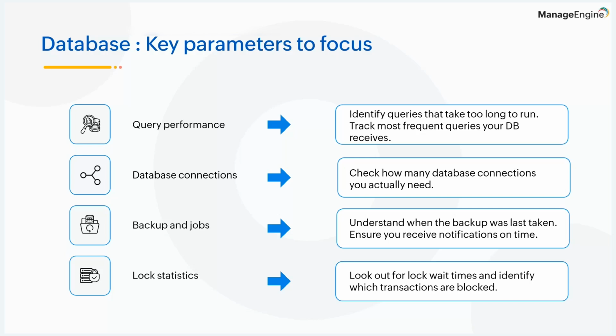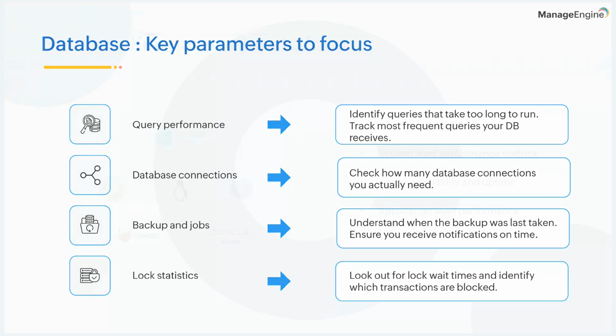The backup and jobs are one of the key parameters for the database, because if the backups are not run and if we run into any error, we don't have an option to go back, right? And we need to make sure the jobs are run properly and you're also getting proper notifications. And the log statistics, you need to look out for log wait times and identify which transactions are blocked.